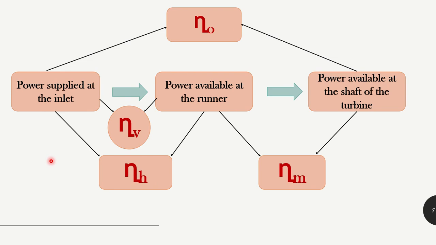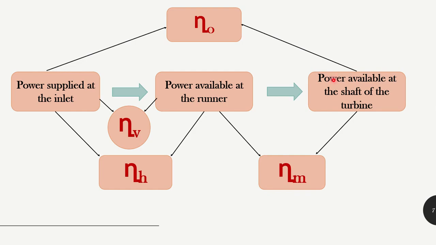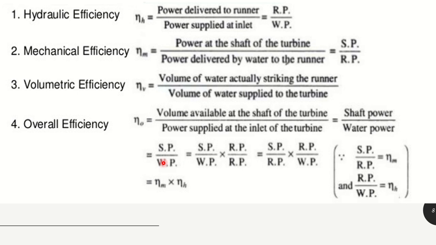Okay. And we have a relation among hydraulic efficiency, mechanical efficiency and overall efficiency. That is, overall efficiency eta naught is equal to eta m into eta h, which is the product of mechanical efficiency into hydraulic efficiency. You have to remember this. How? What was overall efficiency? I told you, overall output by overall input. Overall output is shaft power, overall input is water power. So SP by WP. So I will multiply and divide with runner power, so into RP by RP.